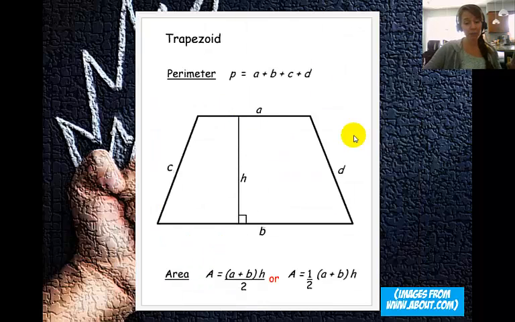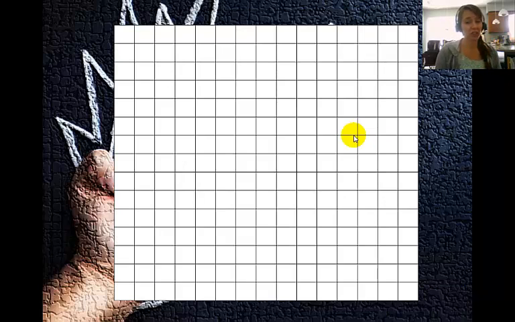All right, trapezoids. Okay, this one relates a lot like the triangle, but just one little variation. Okay, so the trapezoid, no matter what shape it is, the definition of a trapezoid, it's got 4 sides, and one set of those sides is parallel.